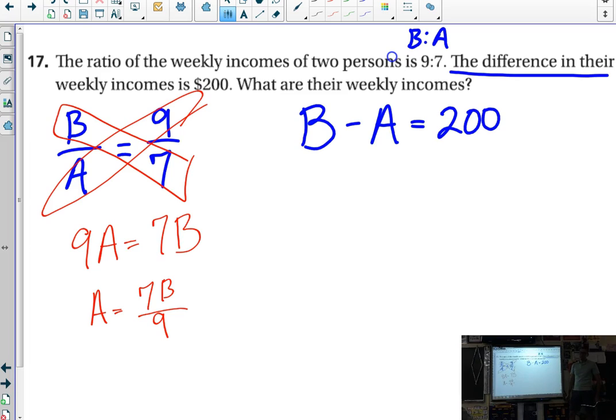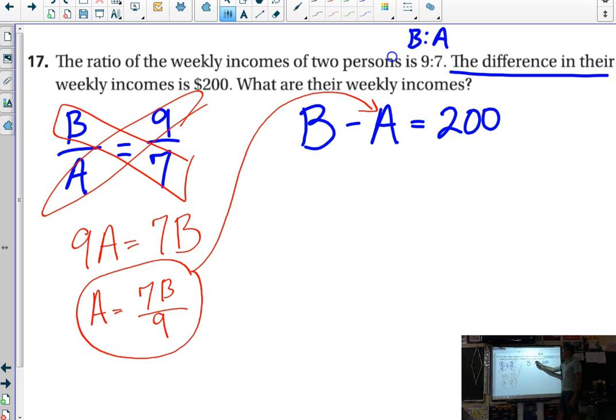Do not use that as a decimal. It's going to be 0.7 forever, which will be gross. So then, since I know A, I can plug it in. And from there, I can do everything I need to do to find out what B is. And once I have B, I can plug that back in to figure out what A is.